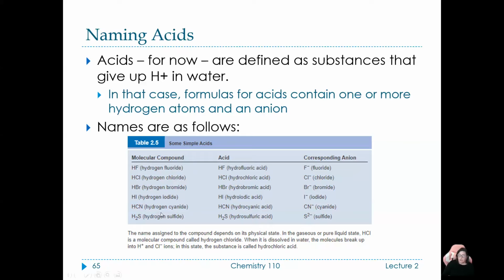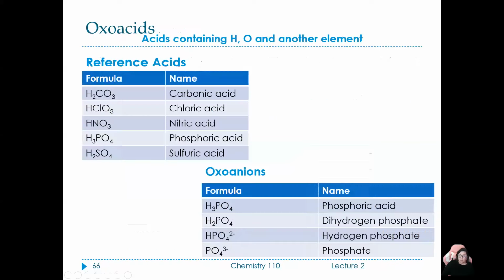This note down here tells you that we talk about when they're in aqueous solution, that's when we call them the acid names. If they're not in aqueous solution, we typically don't. These are your reference acids. According to your textbook, you should know all of these things. Carbonic, chloric, nitric, phosphoric, and sulfuric. These are polyatomic acids. And then you need to know the oxoanions.